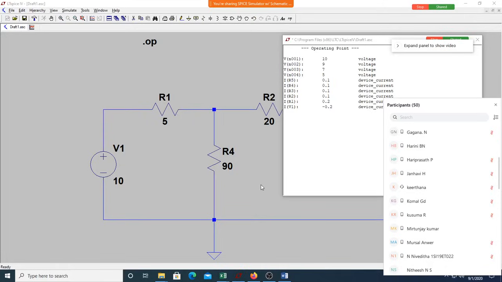Mrutyunjay, you can mute yourself. Harini? Sir, it's echoing, my voice is coming. Hello, sir. Okay, it's fine now. Yeah, my voice is echoing, no? Hello? Hello, sir. No, my voice is also coming. Yes, sir. You should avoid that.